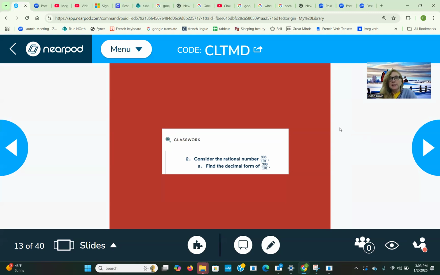I'm looking for engagement. That's another thing I'm assessing. I'm assessing engagement by looking at chat, seeing how you interact with each other, as well as by looking at your Nearpods.